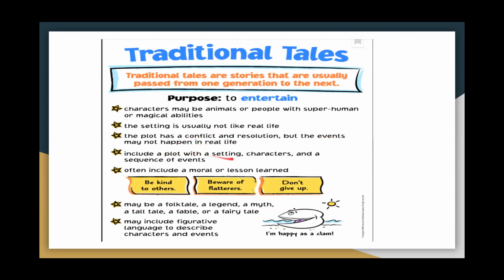They include a plot with a setting, characters, and a sequence of events. They often include a moral or a lesson that is learned. Some examples of these lessons can be kind to others, be aware of flatterers, and don't give up. They may be like a folk tale, a legend, a myth, a tall tale, a fable, or a fairy tale, as we learned earlier. And they may include figurative language to describe characters or events. So all these are elements of traditional tales, boys and girls.